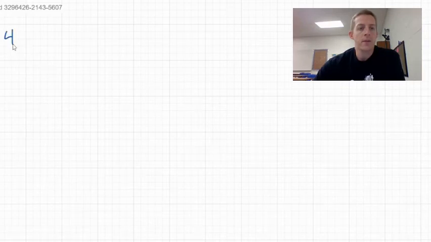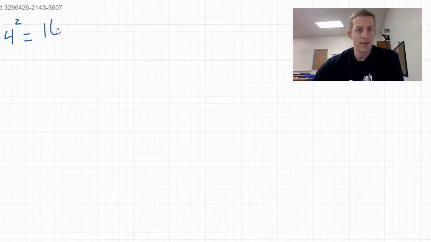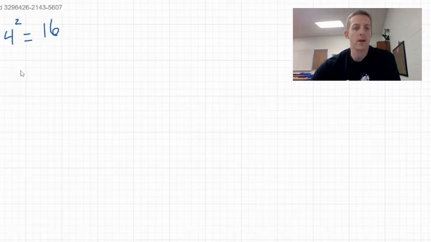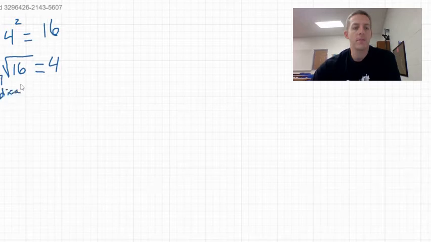Here we have, let's say, 4 squared. We know that's going to equal 16. Well, how do we go back to just the 4 if it's squared over here? Meaning I want my answer to just be 4. Well, we have to take the square root of 16. This right here is the radical. And the number inside is called the radicand.